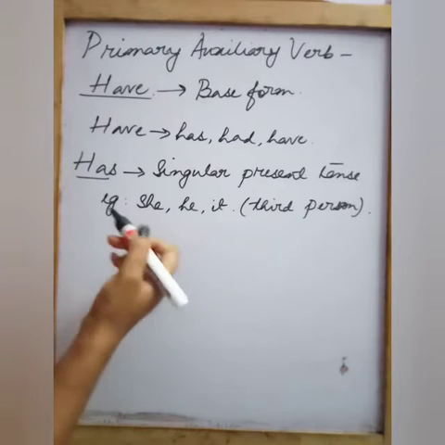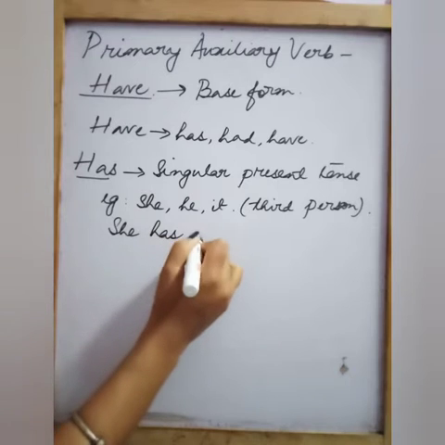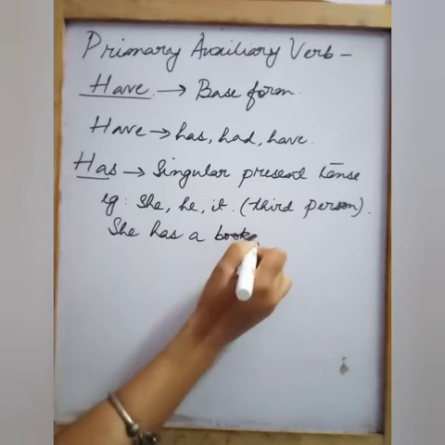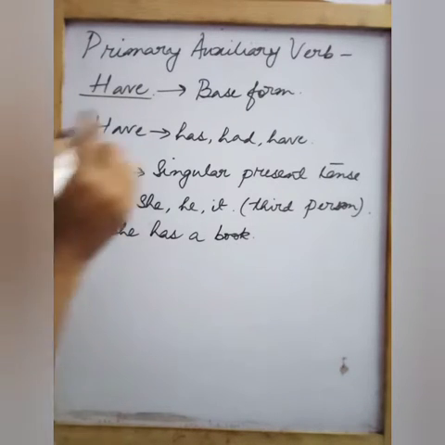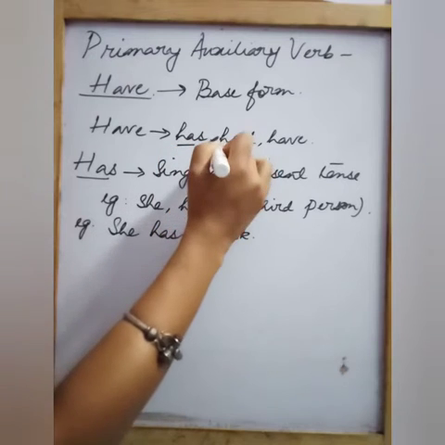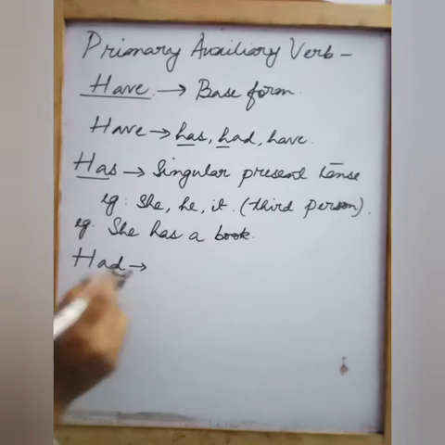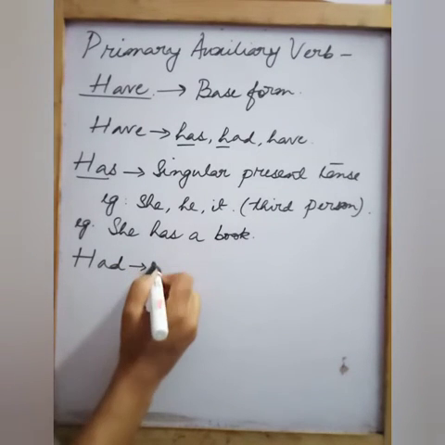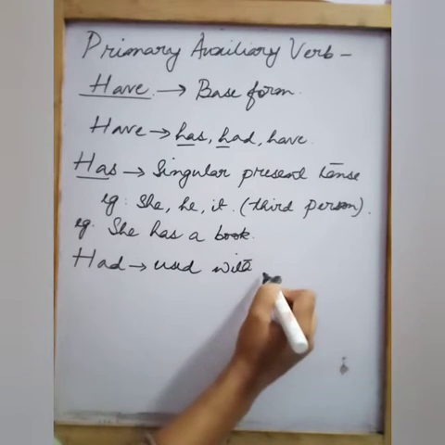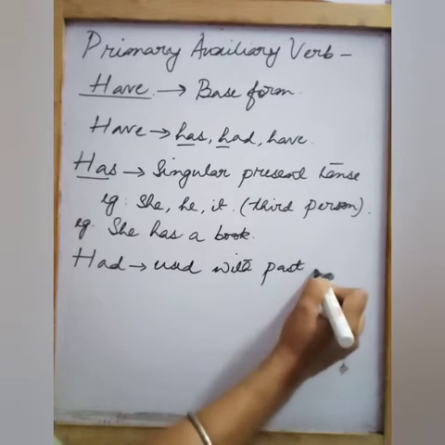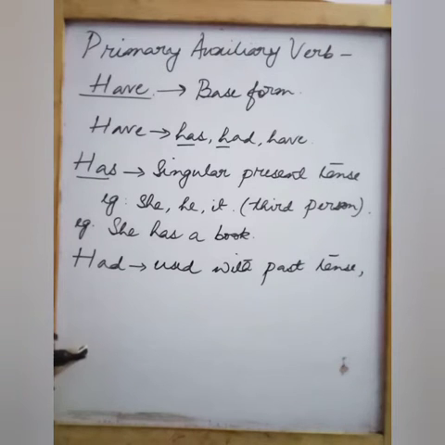All right. See, if I write a sentence, she has a book, or he has a dog. Isn't it? This is an example. Fine. All right. Now we have done with the has, now we will come to had. What is the use of had? Had is what? Had is the past tense, isn't it? Used with past tense. And whether it is used with singular or plural, let's see.